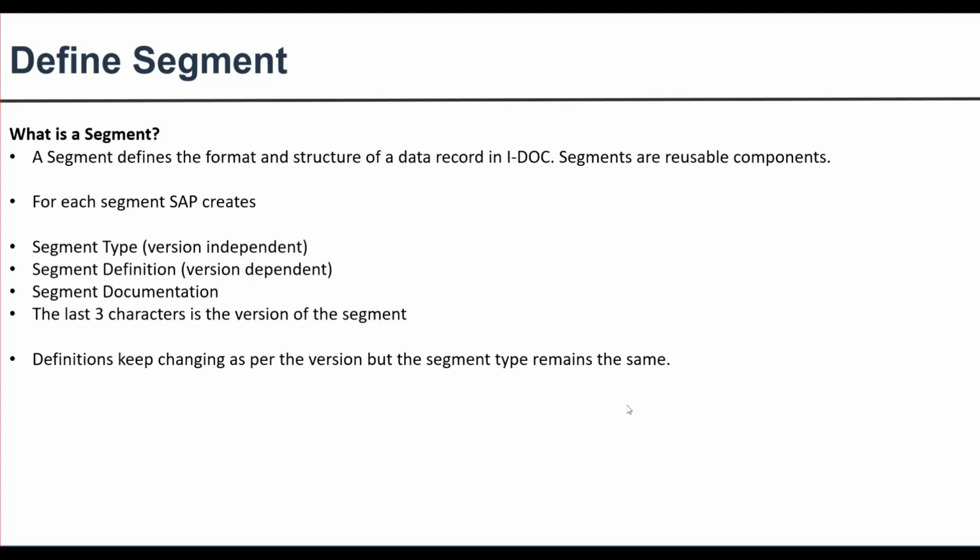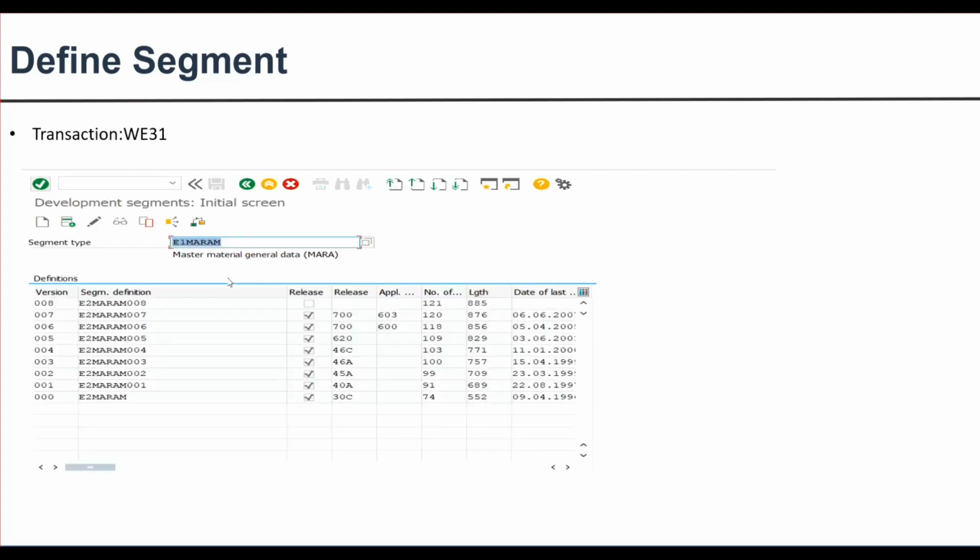So to create a segment, you can use the transaction code WE31. Here you can see the segment definition, the segment type, and the segment documentation, everything we have maintained here. Now how exactly does the segment look? This is the segment name, E1MARAM. In the segment, what are the fields? The entire information will be shown here.